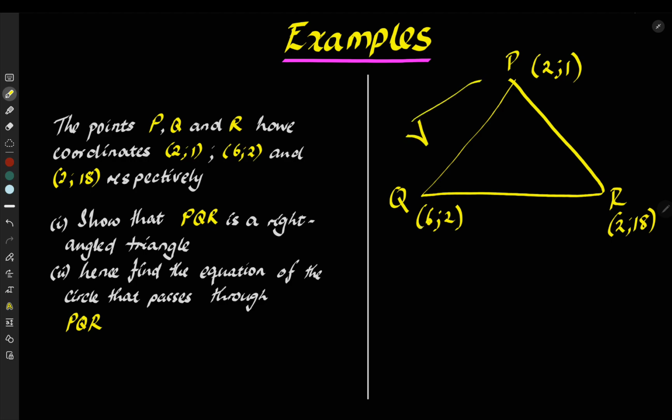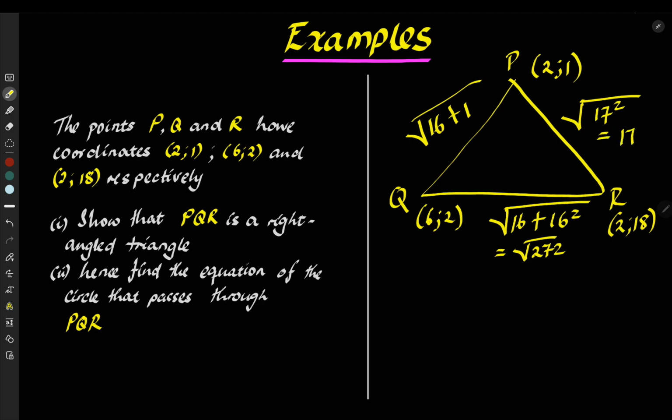Remember the distance formula. In this case, that will be 6 minus 2 squared, that will be 16 for its 4 squared, plus 2 minus 1 squared, that will be 1. Then we can also determine this side: 2 minus 2 squared, it's a 0, then 1 minus 18, negative 17 squared. For this side here, 6 minus 2 is 4, and 4 squared is 16, plus 18 minus 2, that is 16 squared. Now we have got all the sides. This one is the square root of 272, here it's just equal to 17, because the square root of 17 squared is just 17, and here it's the square root of 17.